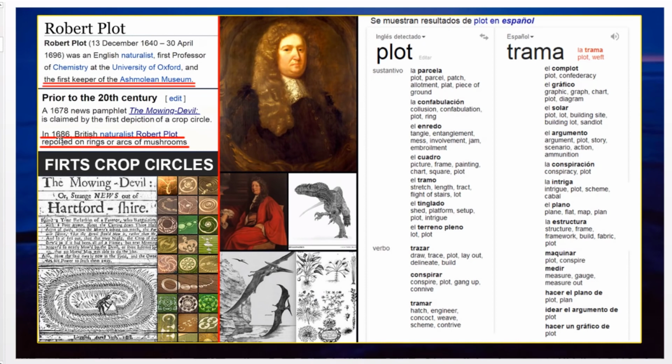In 1686, British naturalist Robert Plot reported on rings or arcs of mushrooms, and then comes the famous history of the mowing devil, which was like the first idea of the modern crop circle. And it's like the aliens.